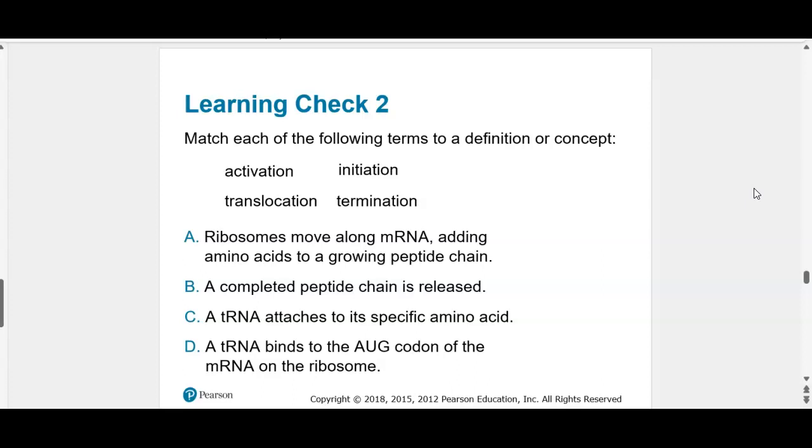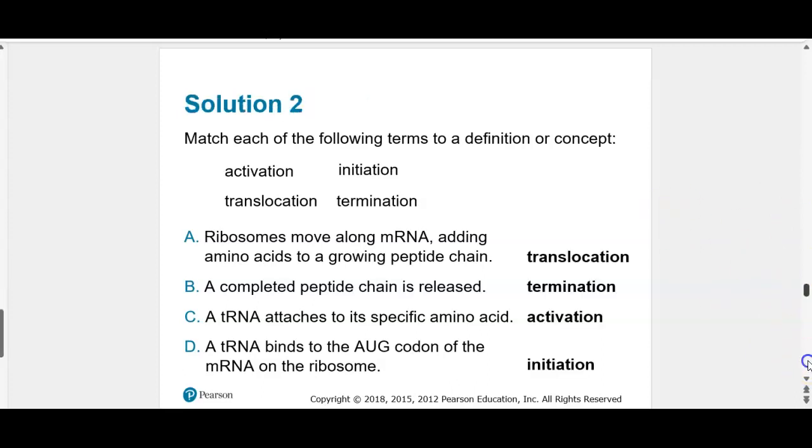Transfer RNA attaches to its specific amino acid. Remember, that's activation. Activation is when the amino acid is attached to the transfer RNA. Transfer RNA binds to the AUG codon, which is the start codon and also methionine, and that's going to be the initiation step. You see a couple of these, activation and initiation, look like they could be similar. You need to keep those separate. They are different processes. And here we have it: translocation, termination, activation, and initiation.